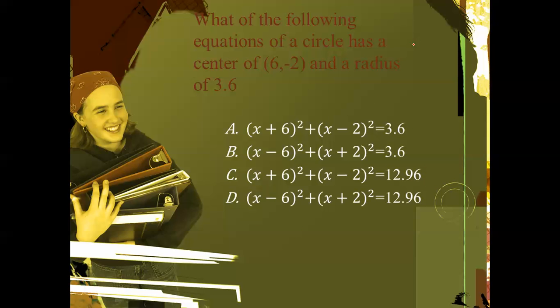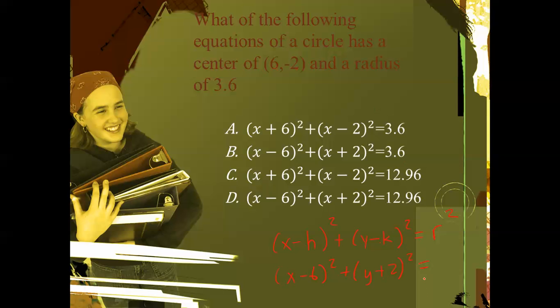Okay, so this says, which of the following equations of a circle has a center of 6, -2 and a radius of 3.6? Okay, so remember our formula for a circle. It's x minus h squared plus y minus k squared equals r squared. So the center then is at 6, -2. So remember, when you plug these numbers in, they're going to turn opposite, right? So we have x minus 6 squared, and then y minus a -2 is y plus 2 squared.